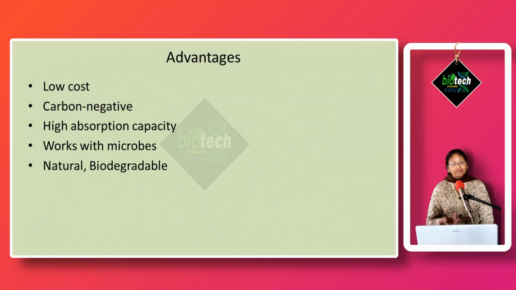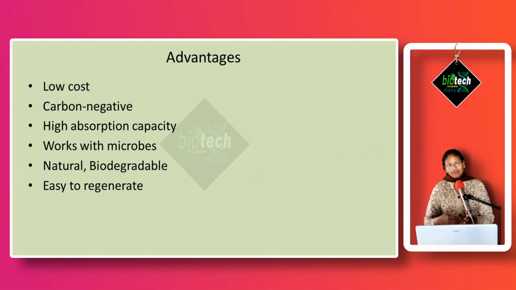And this is natural and biodegradable, because here no chemicals are used. So it is just natural, and it can be biodegraded also. Easy to regenerate. That means this biochar can be used several times after several cycles. It can trap the pollutants, and then afterwards we can just wash it or heat it, or some kind of chemical treatment can be done, and then it becomes just as good as the new one, and it can again be used for wastewater treatment. So that is easy to regenerate.